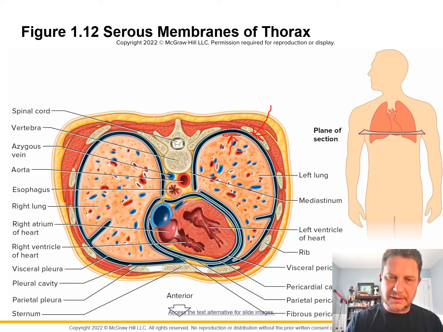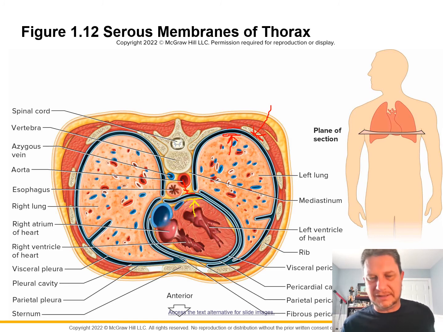If I was talking about the heart, I'll use yellow, maybe that shows up. All right, so if I'm talking about the heart, this membrane right here that's on the surface of the heart, that is the visceral pericardium. If I'm talking about the membrane, and I think that the red would probably show up here better, if I talk about the membrane right here, this is the parietal pericardium because it's forming the cavity.